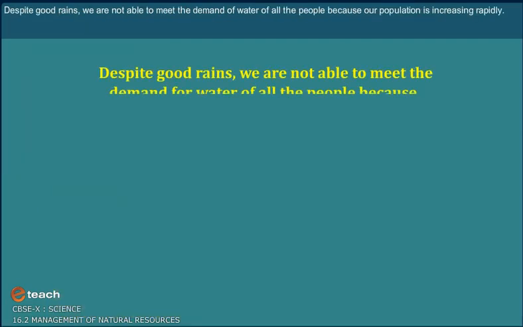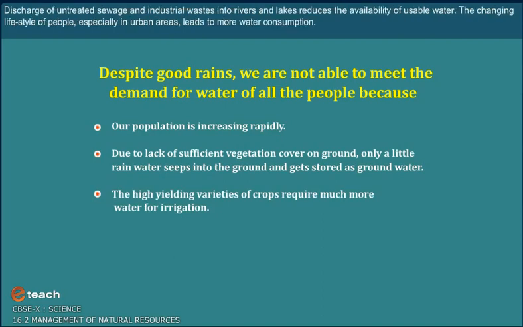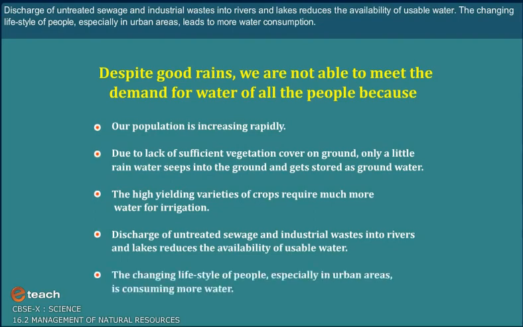Despite good rains, we are not able to meet the demand for water of all the people because our population is increasing rapidly. Due to lack of sufficient vegetation cover on the ground, only a little rainwater seeps into it. The high-yielding varieties of crops require much more water for irrigation. Discharge of untreated sewage and industrial waste into rivers and lakes reduces the availability of usable water. The changing lifestyle of people, especially in urban areas, is consuming more water.